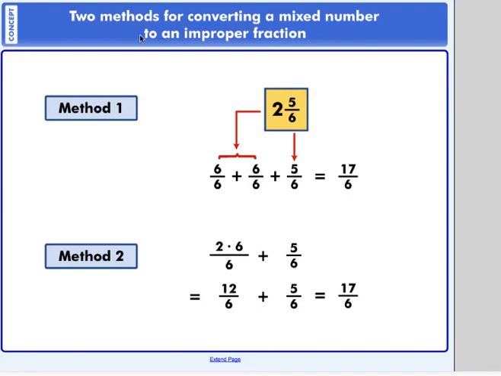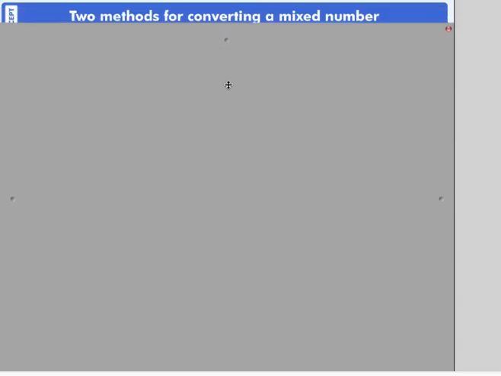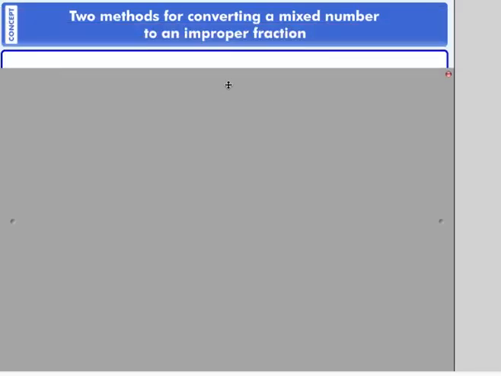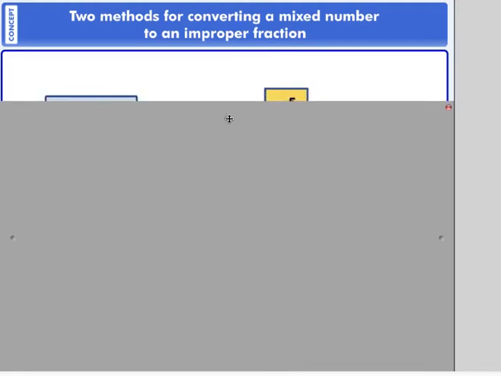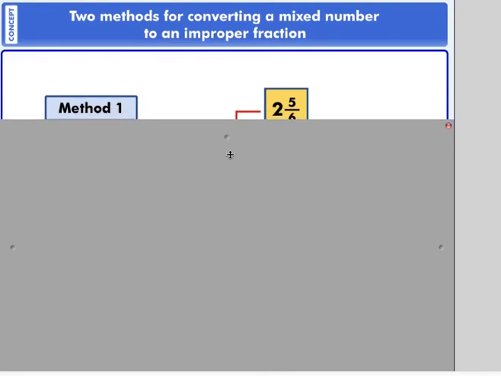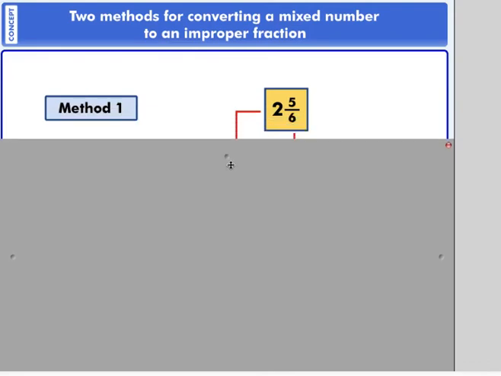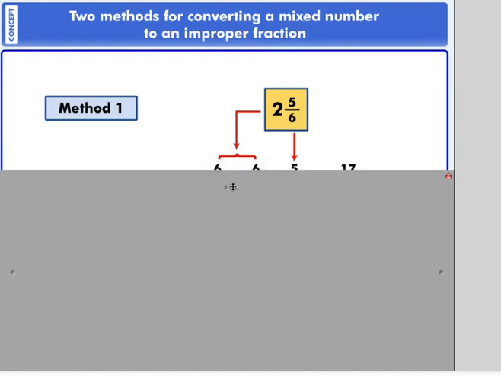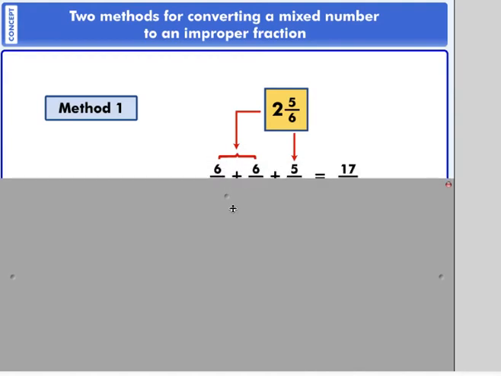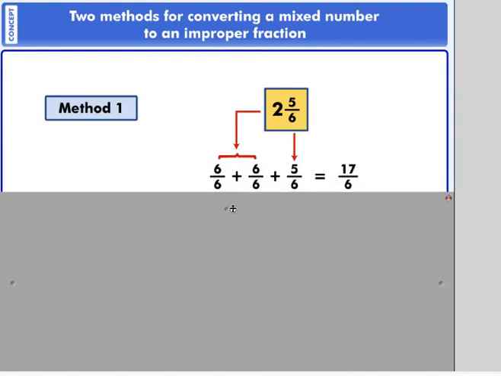Now, sometimes you will need to change numbers, either from an improper fraction into a mixed number, or maybe from a mixed number into an improper fraction. You learned how to do this in 4th grade, but I know from past experience that this is still kind of a tricky thing for 5th graders to do. So we're going to take a look again at how to do this.